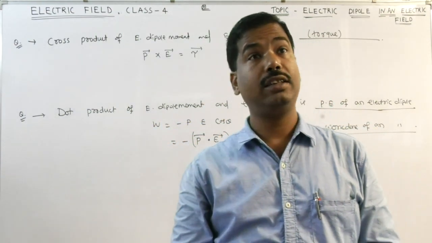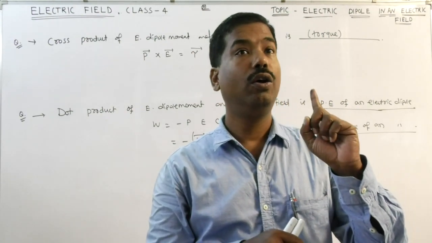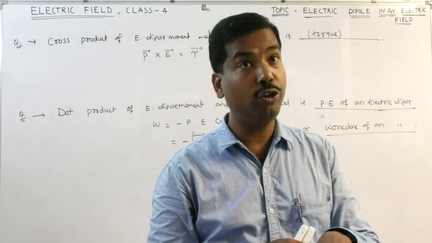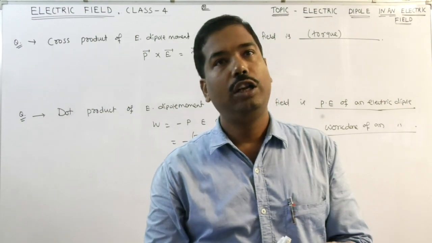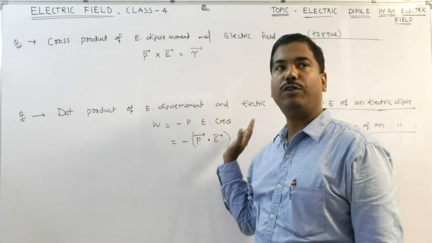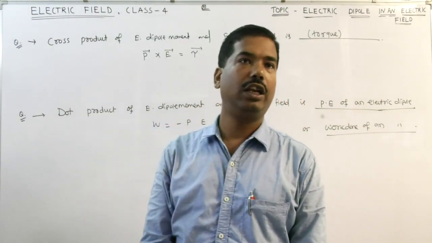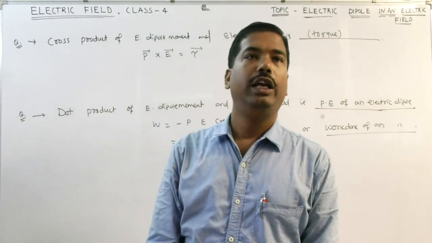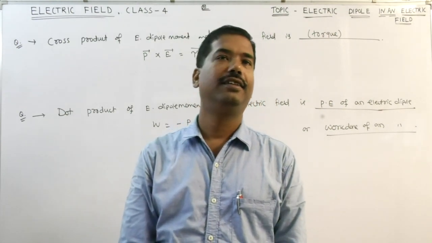A dipole when placed in an external electric field, if it is uniform, then it has only torque, no linear force. Whenever it is placed in a non-uniform electric field, it possesses both linear force as well as rotational motion. Then we will discuss a lot of things about the potential energy stored in an electric dipole. We will discuss later on, in the next class, the electric flux, Gauss law of electrostatics, etc. Till then, bye.